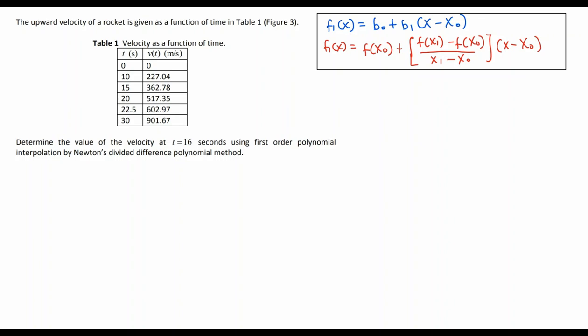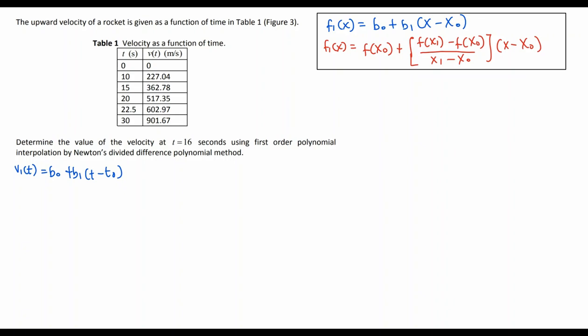In this case, you are given the variable to be t and then velocity, which is a function of the time. So instead of x, you are going to be using t, and instead of f of x, you are going to use v of t. In general, our first order function v1 of t will be equal to b naught plus b1 multiplying t minus t naught. This is what you are going to have.